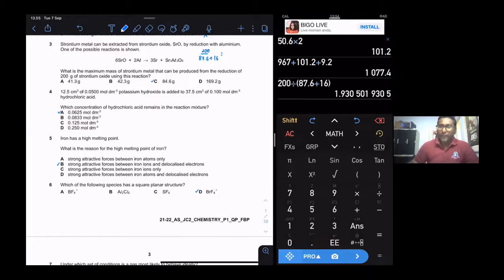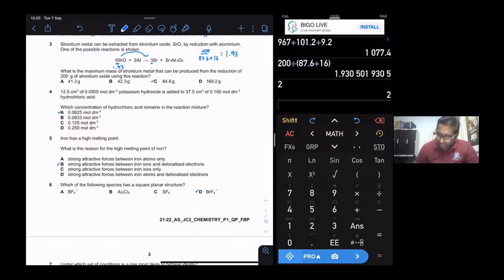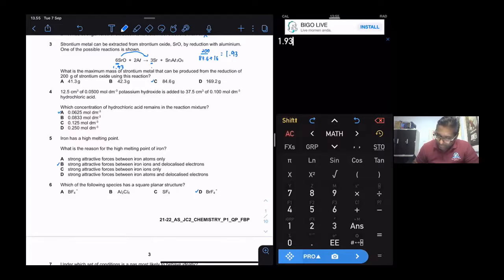So we have 1.93 moles. This is going to represent 6 over here. I am looking for the strontium metal, which is going to be 3 moles. So this is going to be the ratio: 6 to become 3 means half of it. So 1.93, I need to divide by 2, and I will get 0.965.